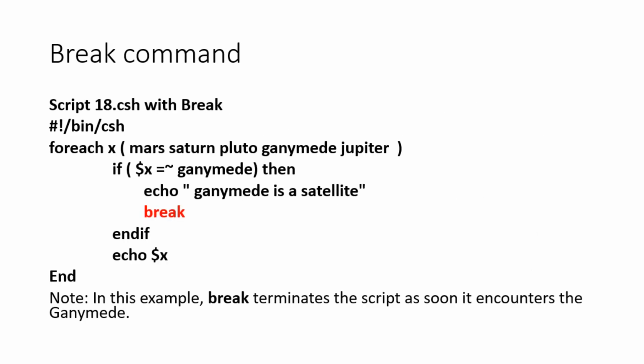Break command. In the script 18.csh, the variable x should loop as per the items in the list, which are Mars, Saturn, Pluto, Ganymede, Jupiter. But we have an if-then statement where if x matches Ganymede, it encounters the break command, which terminates the script and Jupiter is not displayed. Note the echo $x statement.